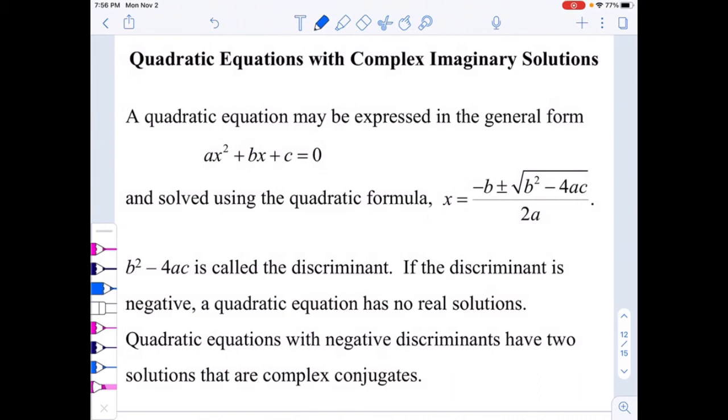Now, another piece that some of us missed along the way: what's inside of that square root is called the discriminant, or b squared minus 4ac. It says if the discriminant is negative, a quadratic equation has no real solutions. We talked about that when we talked about the discriminant. With our quadratic equations with negative discriminants, we're going to have two solutions that are complex conjugates. Now remember, conjugates means one is going to be a plus and one's going to be a minus. We're going to have some sort of imaginary unit involved because it was a negative value in a square root.